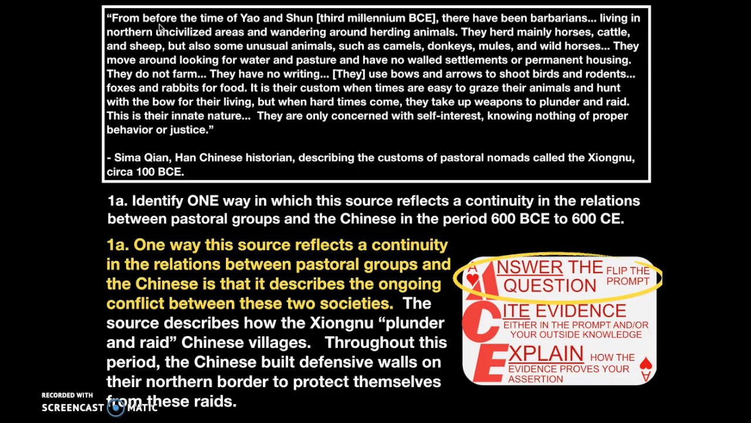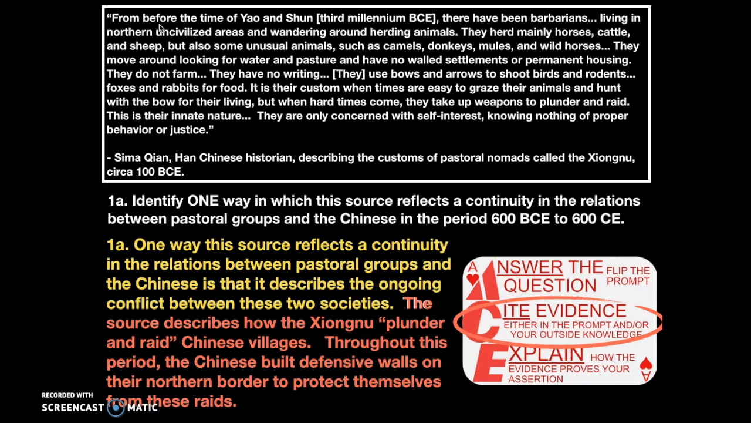So here's a possible answer. One way this source reflects a continuity in the relations between pastoral groups and the Chinese is that it describes the ongoing conflict between these two societies. So notice how we just took that prompt, flipped it around, and made it into an assertion. What do we have to do next, Ms. Dixon? Next, we need to cite the evidence.